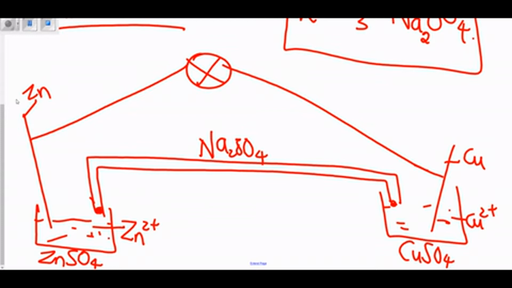We have zinc and copper. We said one of these cells will go through reduction and the other cell will go through oxidation. But I want to use this moment to explain to you which one would be reduced and which one will be oxidized. There is a table that we would need to use, a table that measures the reactivity of all these elements.